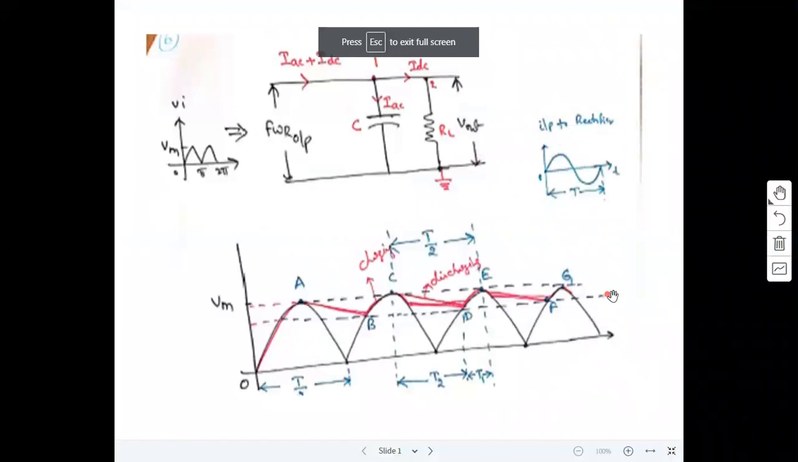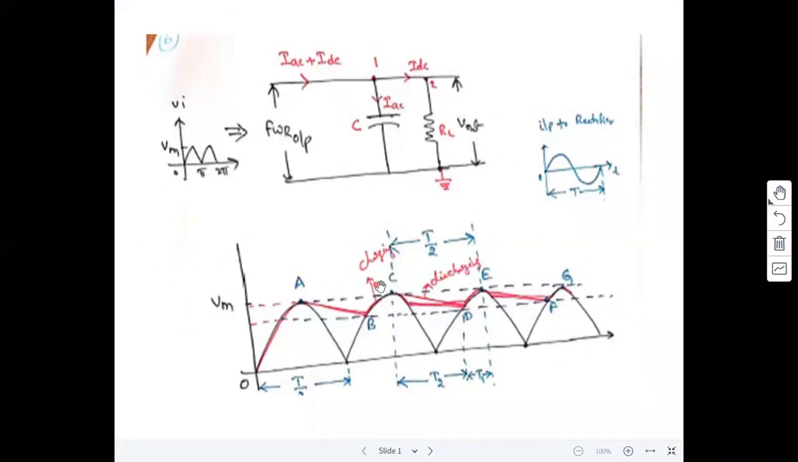Good morning, all. In the last class, we discussed filters, right? Bisection filter, inductor filter, capacitor filter, and L section filter. Today, we discuss the bisection filter. Before that, there are two topics: critical inductance and breeder resistance.